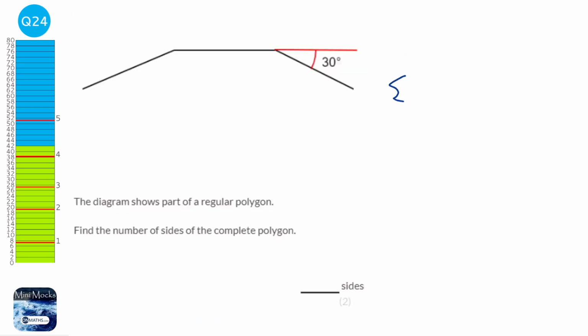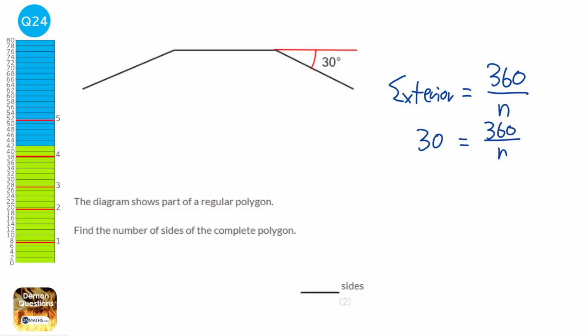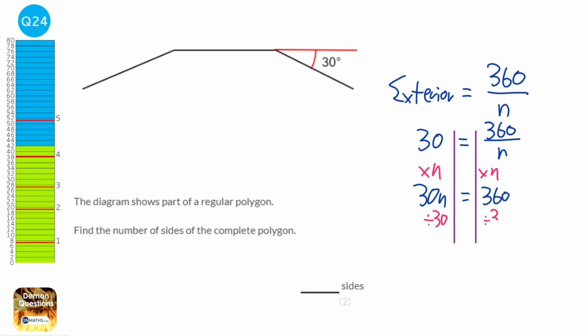The formula for an exterior angle for a regular polygon is 360 divided by the amount of sides. Now here we're given the fact that the exterior angle is 30 and we're looking for n, so we just need to rearrange the equation. We can times both sides by n. And then divide both sides by 30. And so we've got n equals 360 divided by 30. And when you do 360 divided by 30, we get the answer of 12. So it's a 12-sided shape.